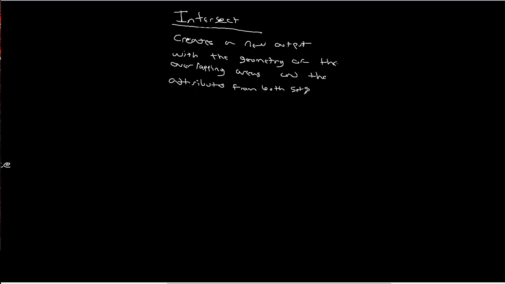Right? And if you think about clip, with clip we didn't talk about the attributes because we didn't care. Because one feature was there strictly to be a cookie cutter. With buffer we didn't talk about attributes because we were just creating an extension of an existing feature. With intersect, we're actually creating a new output that acts much like clip in terms of it's only the areas of overlap, but it's also going to start bringing over attributes.